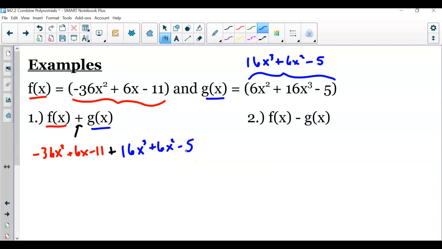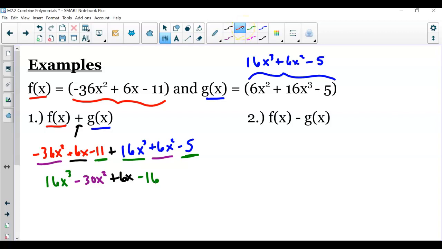So now we can just combine our like terms. Notice how there's no other x cubed term, so I'm just going to bring that down, 16x cubed. We do have two x squared terms: negative 36x squared plus 6x squared. That's now going to give me negative 30x squared. There's no other x term, so I'm going to bring down plus 6x. And then last we have our constants, negative 11 and negative 5. Negative 11 plus negative 5 is negative 16. So notice how you're still combining the polynomials. You're just using the function notation.